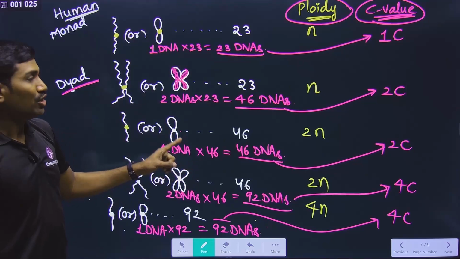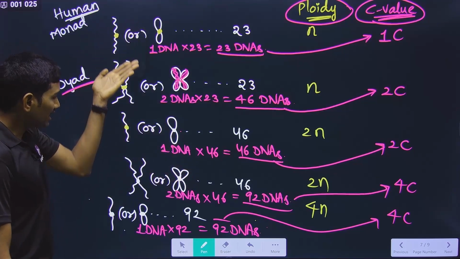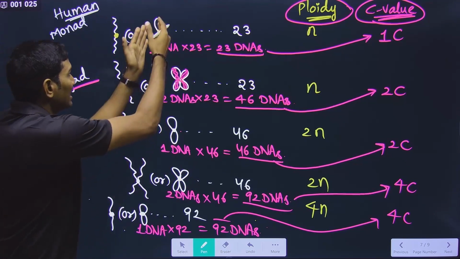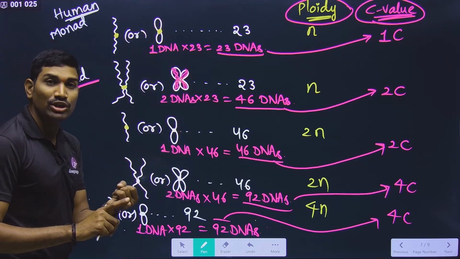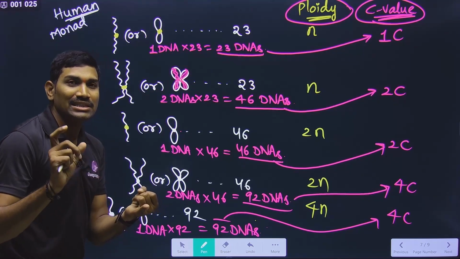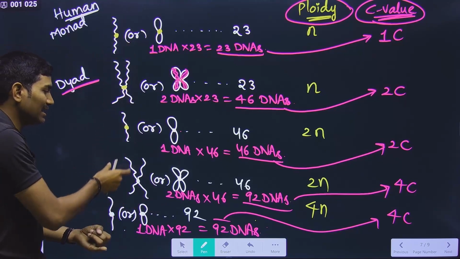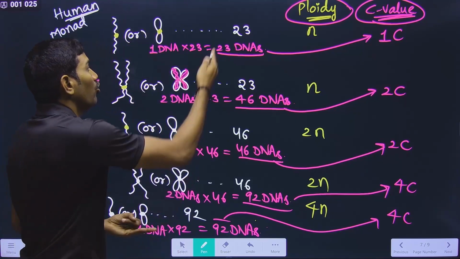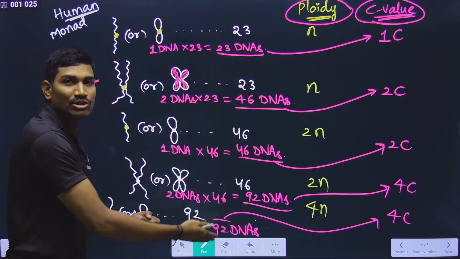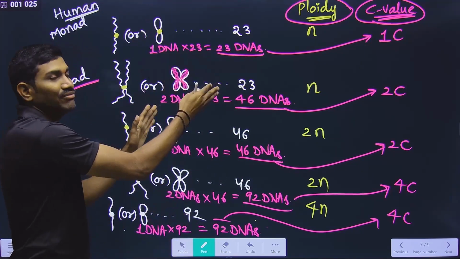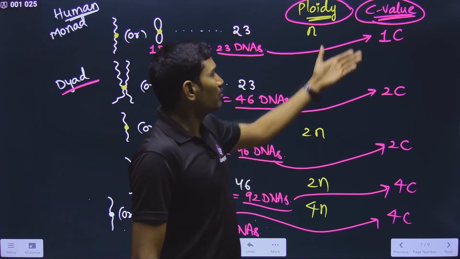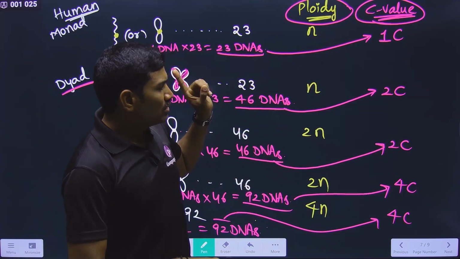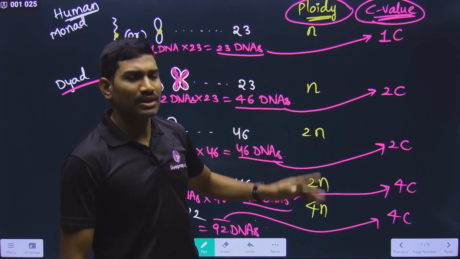Now, if you know the diagram, you need to know what type of chromosome is present, whether it is a chromatin thread-like structure or a condensed chromosome. For each and every phase, you need to know whether it is a thread-like structure or a condensed rod-like structure, and how many are present. Once you know this information, you can easily write the ploidy and C value. You will never make any mistake. So this is the most important concept.